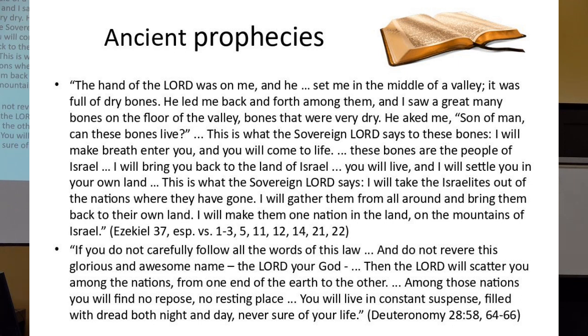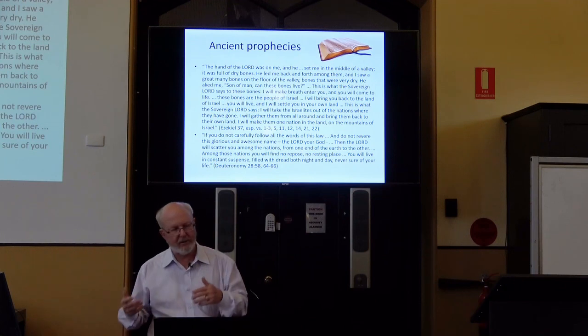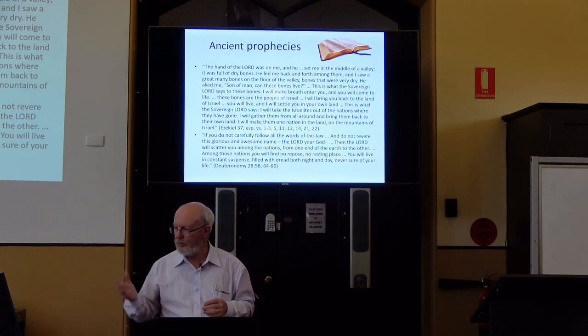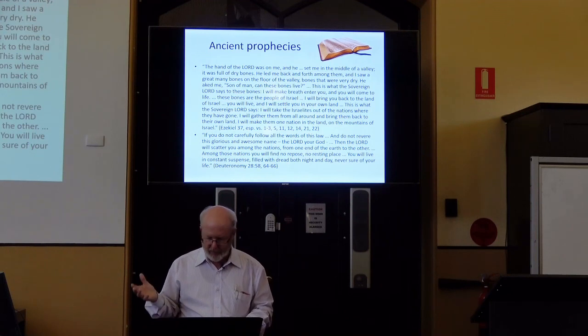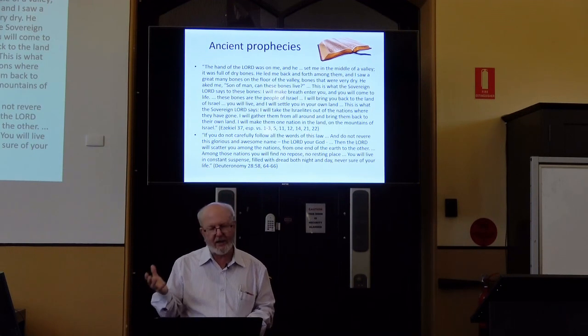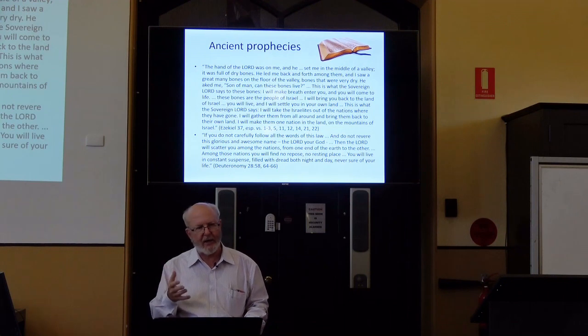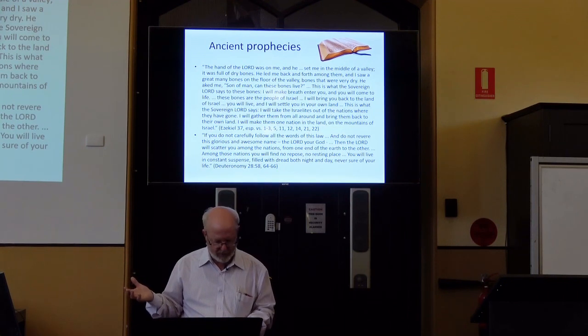I will take the Israelites out of the nations where they have gone or been driven. I will gather them from all around and bring them back to their own land. I will make them one nation in the land, on the mountains of Israel. There's a lot more information in that chapter and just around that too, but I'll leave it at that. So that's one of the prophetic words that are background to what has happened to Israel.